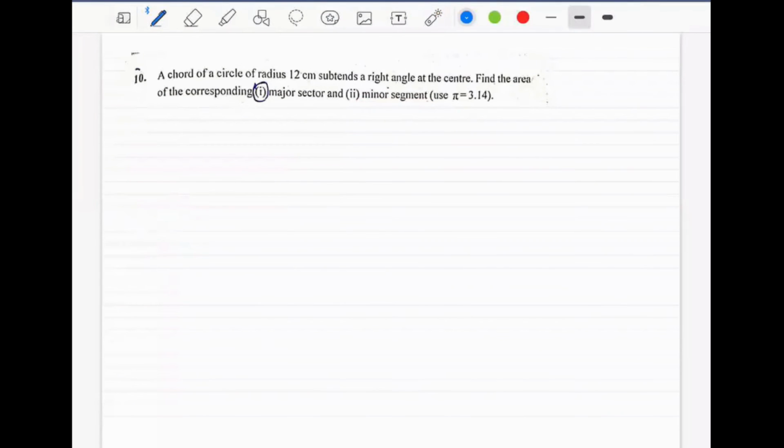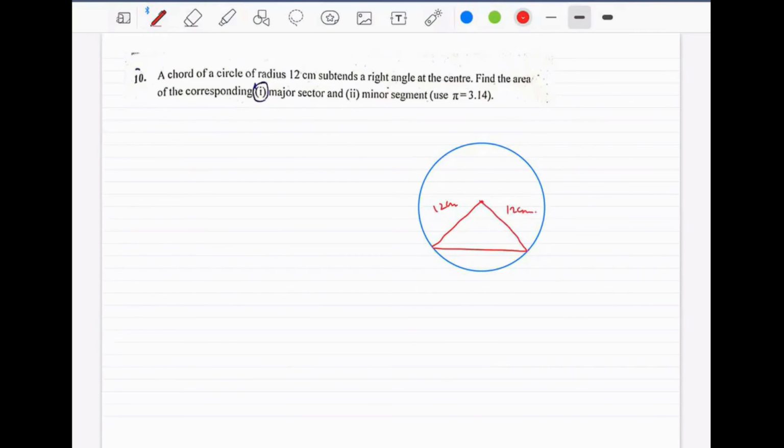All right, then. Look, we have got the circle and we have got a chord. And how much is the radius according to the question? Radius is 12 centimeter. How much is the angle subtended at the center? It's 90 degrees. What is the question 1? Question 1 is the major sector area, and then the minor segment. So the minor segment is this part right here.